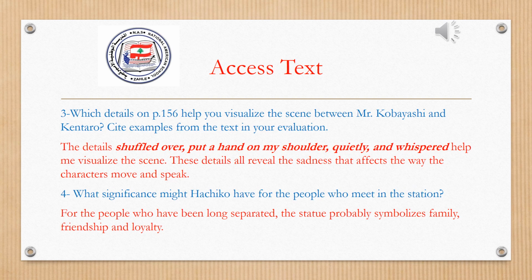Let's move to number 3. Which details on page 156 help you visualize the scene between Mr. Kobayashi and Kentaro? Cite examples from the text in your evaluation. The details "shuffled over," "put a hand on my shoulder," "quietly," and "whispered" help me visualize the scene. These details all reveal the sadness that affects the way the characters move and speak.